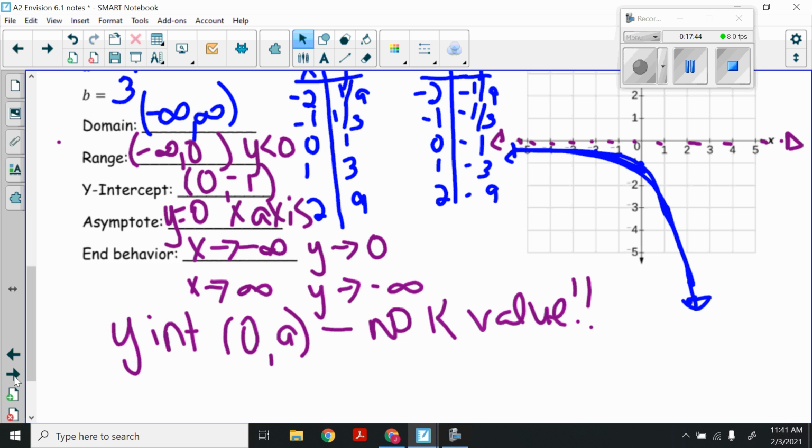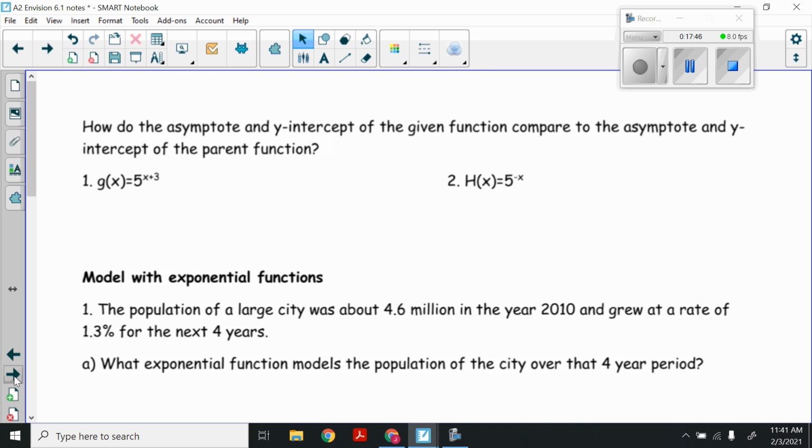So we're just going to go to the next page and look at the top of the next page. We're not going to graph these. We're just going to answer the questions of how do the asymptote and y-intercept of the given function compare to the asymptote and the y-intercept of the parent function. Okay. So first, number 1, g of x equals 5 to the x plus 3. Its parent is g of x equals 5 to the x.